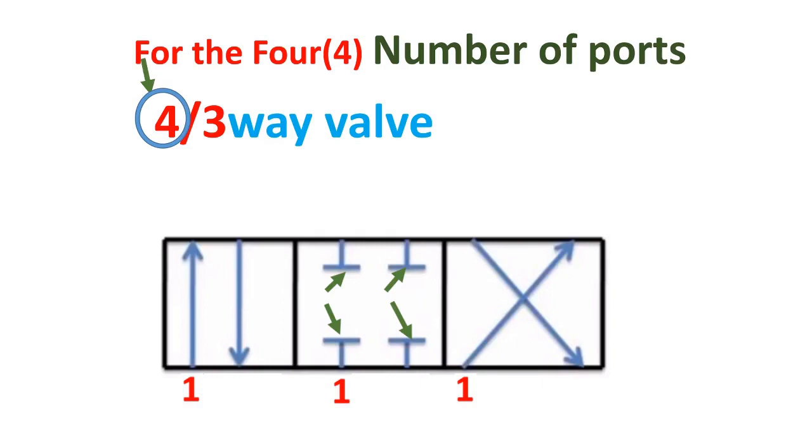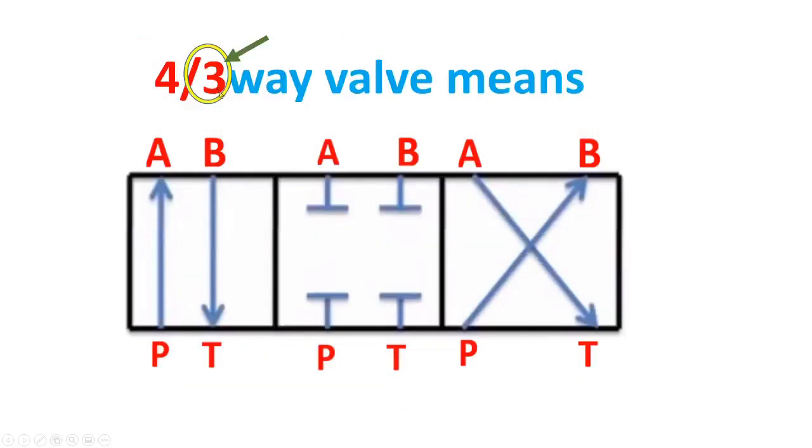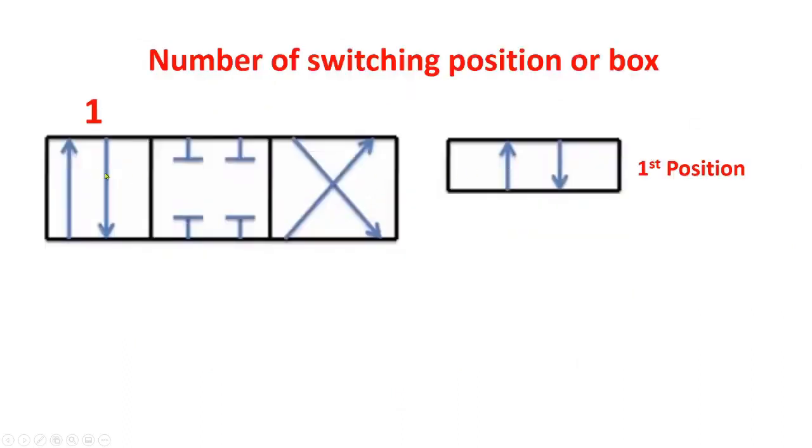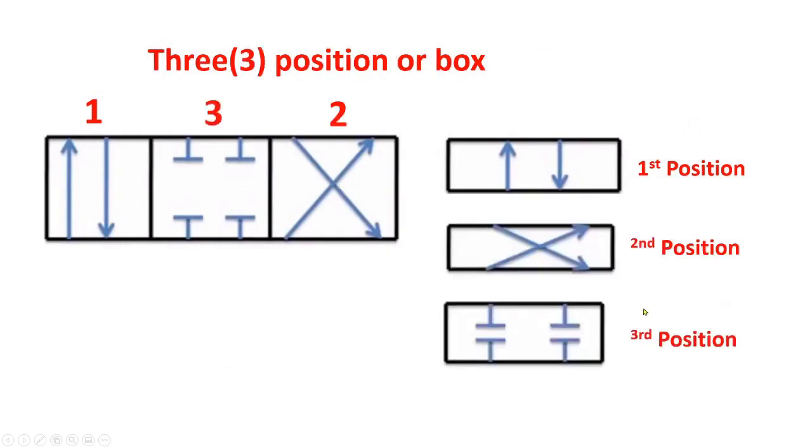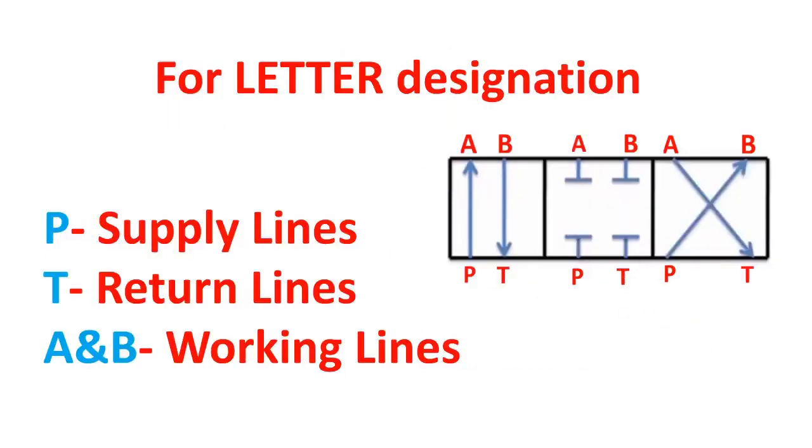This is port number 1, port number 2, port number 3, and port number 4. And the 3 means the number of switching positions or boxes. This is position number 1, position number 2, position number 3. And for letter designation, P means supply line, T means return line, A and B are working lines.